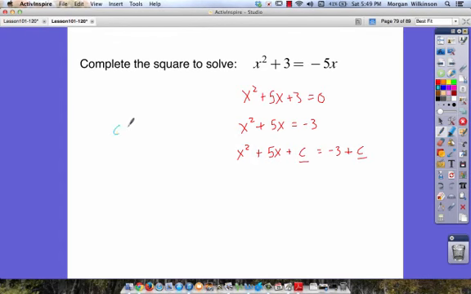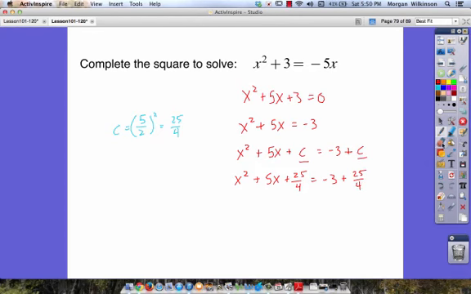Now, c is equal to b over 2 squared. Same b as last time. So we're going to get 5 over 2 squared, which we know equals 25/4. b is not always 5, but in our 2 examples it was. So here we go. X squared plus 5x plus 25/4 is equal to negative 3 plus 25/4.